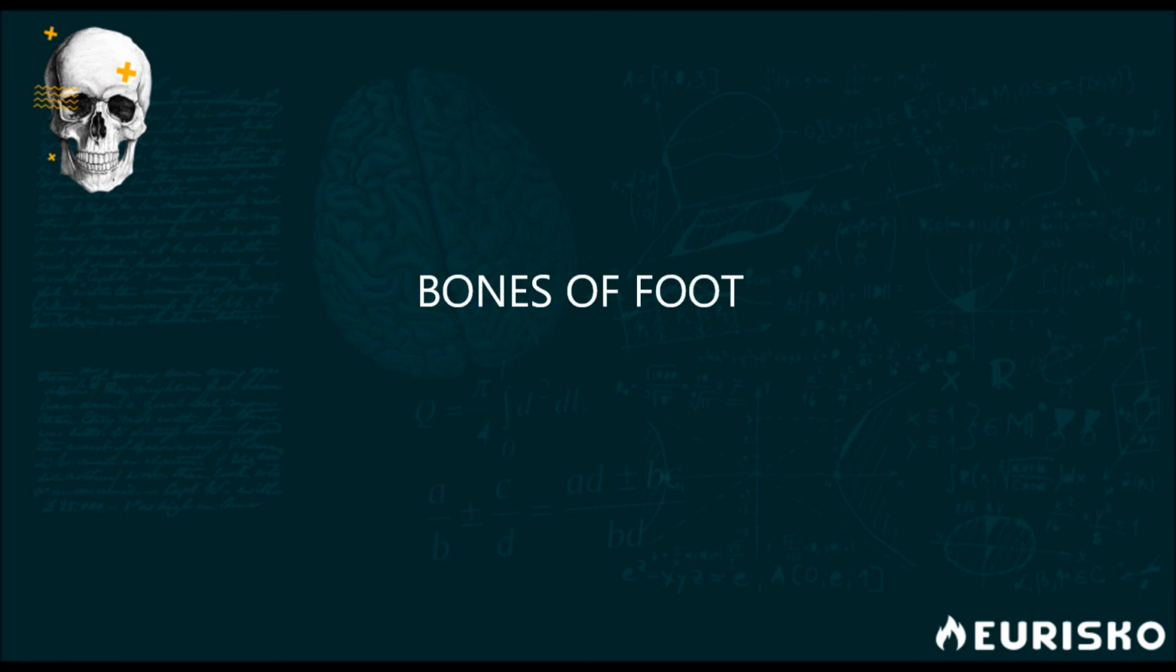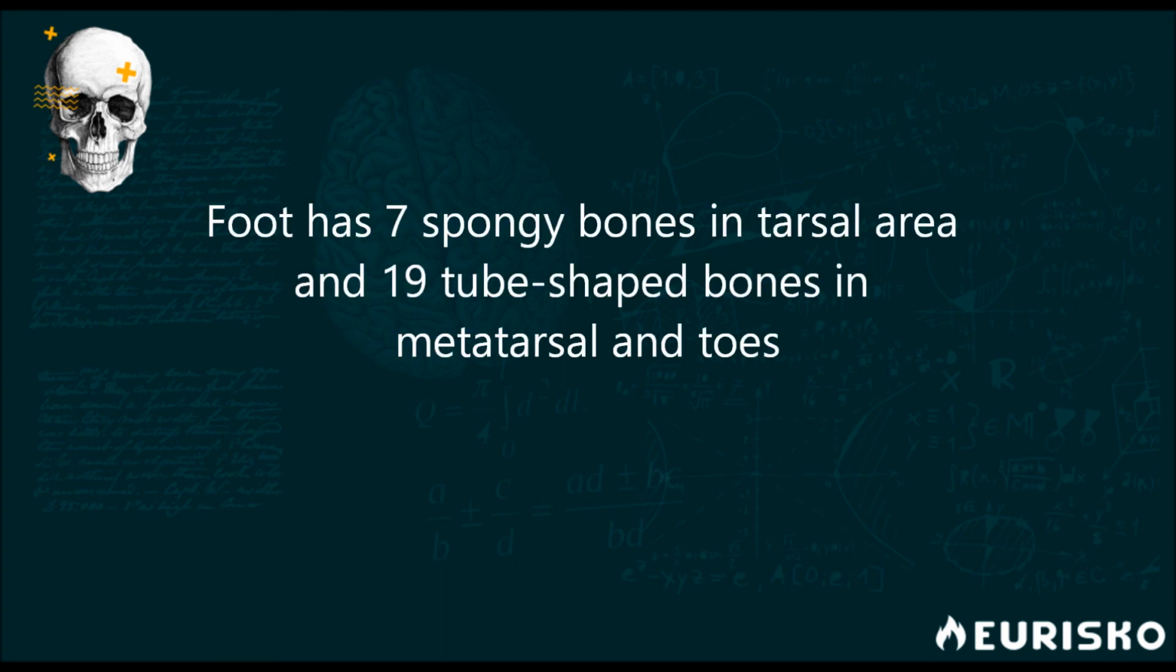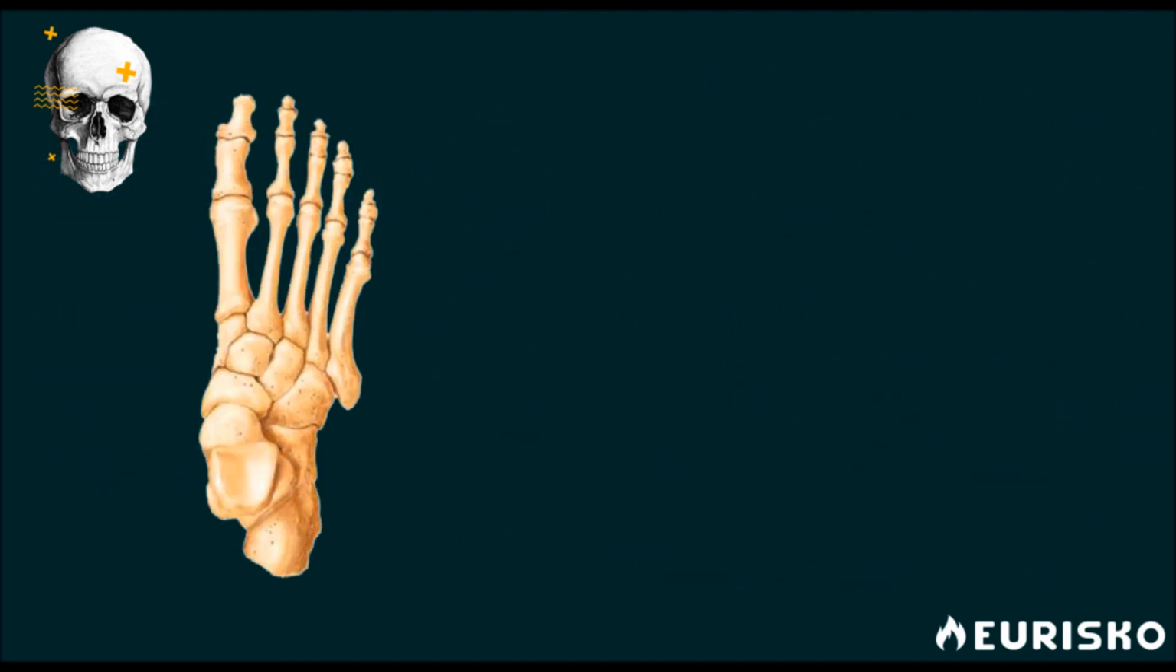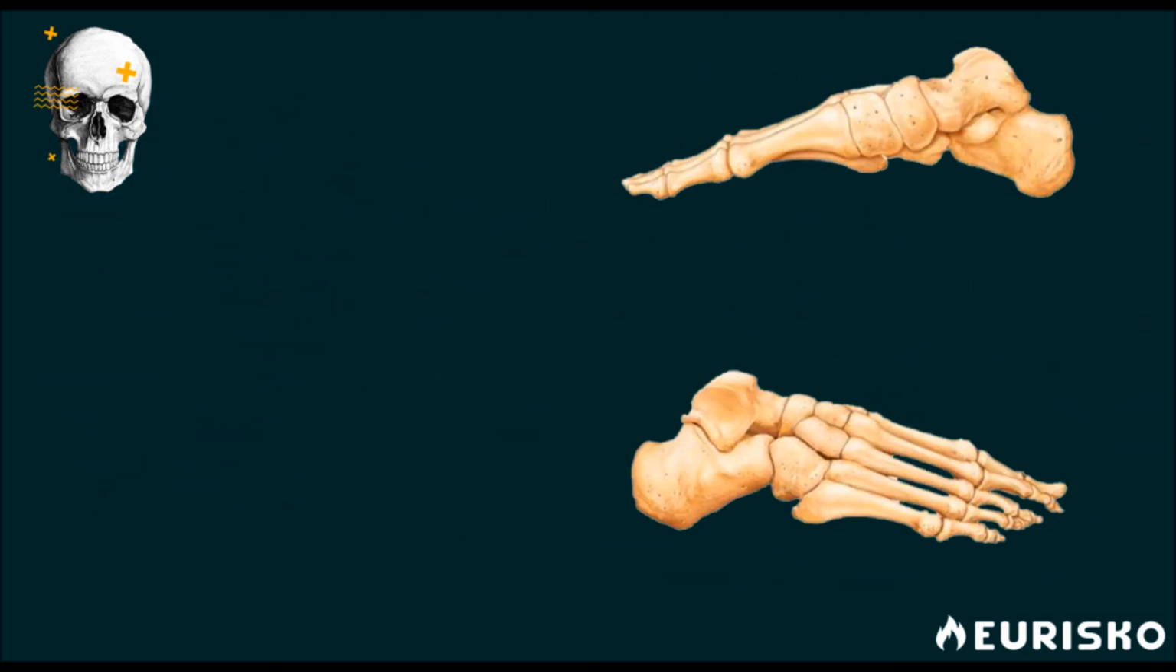Finally, the last part, foot. Foot connects to both tibia and fibula via talocrural joint. It has 7 spongy bones in tarsal area and 19 tube-shaped bones in metatarsal and toes. Here is the superior view of the foot. And on this side you can see medial and lateral views.